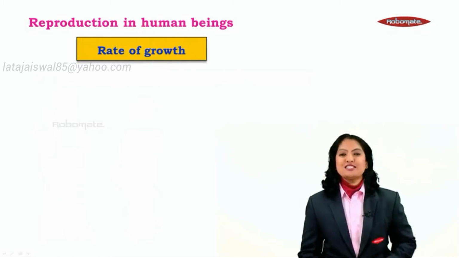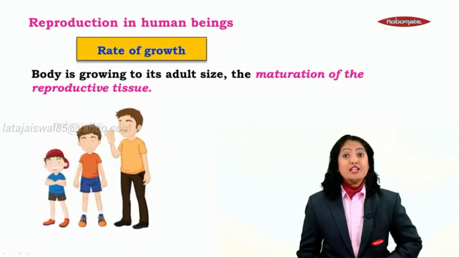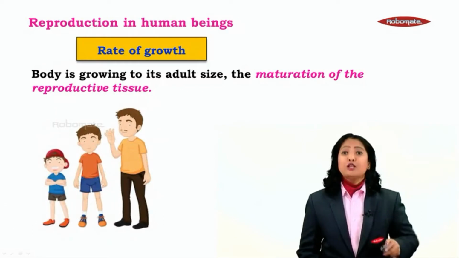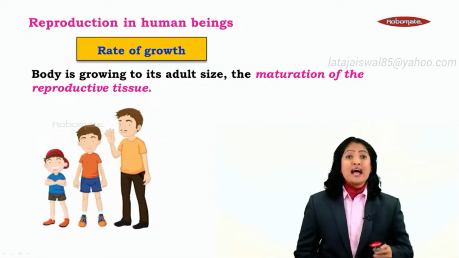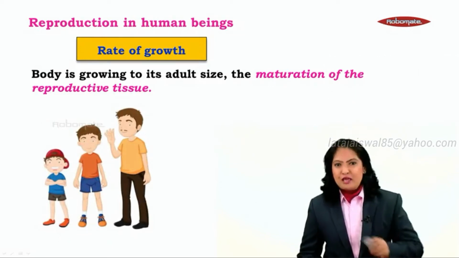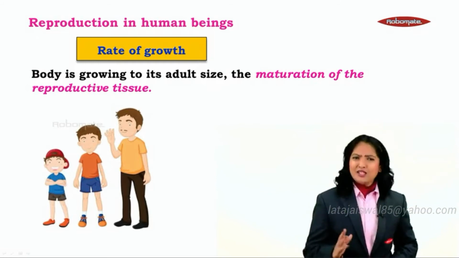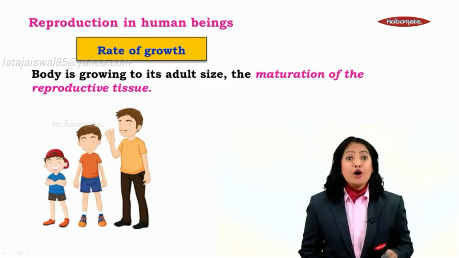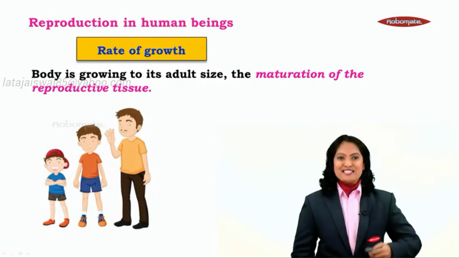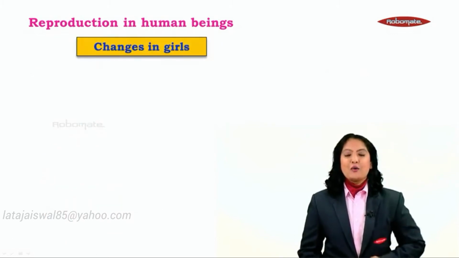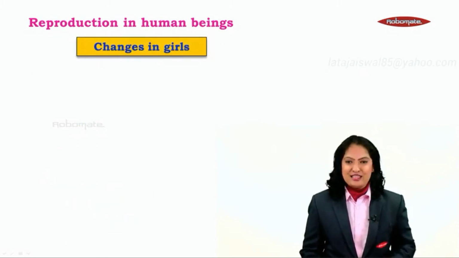What are the changes that we see? The rate of growth in this particular phase: the body is growing to its adult size. There is maturation of the reproductive tissue. In other words, we can also say that in this particular stage, the body is preparing itself for the process of reproduction. Okay, what are the changes in girls that we see?